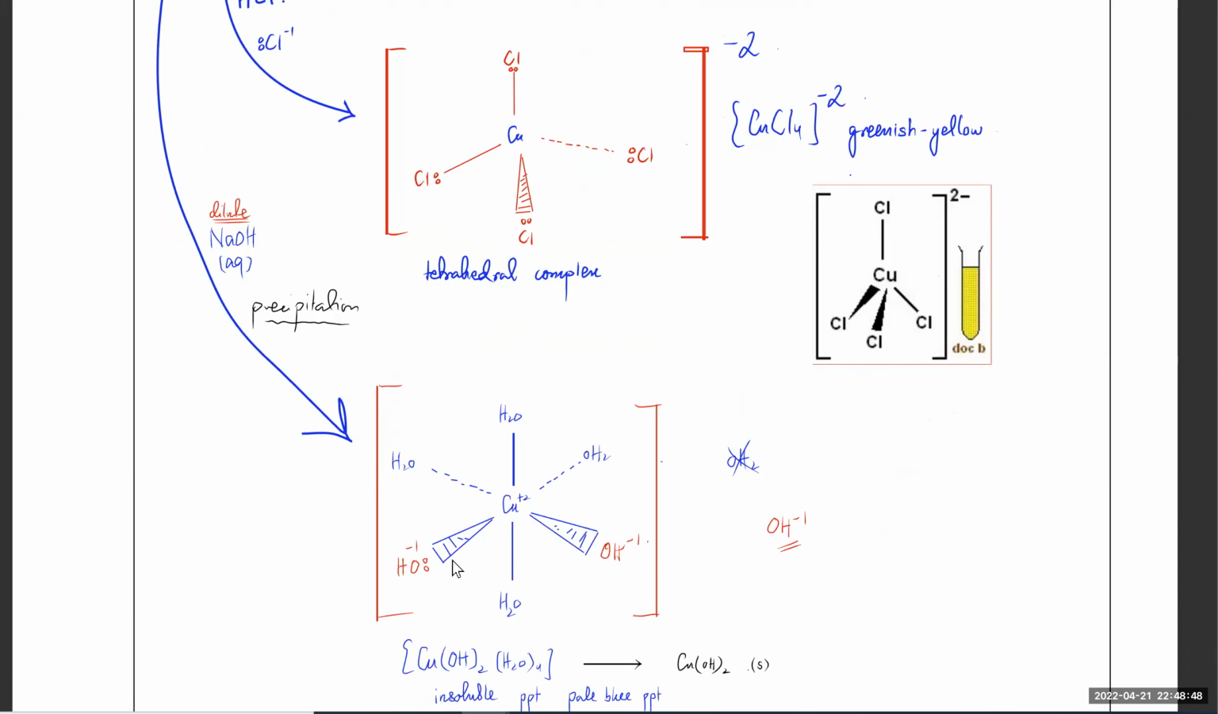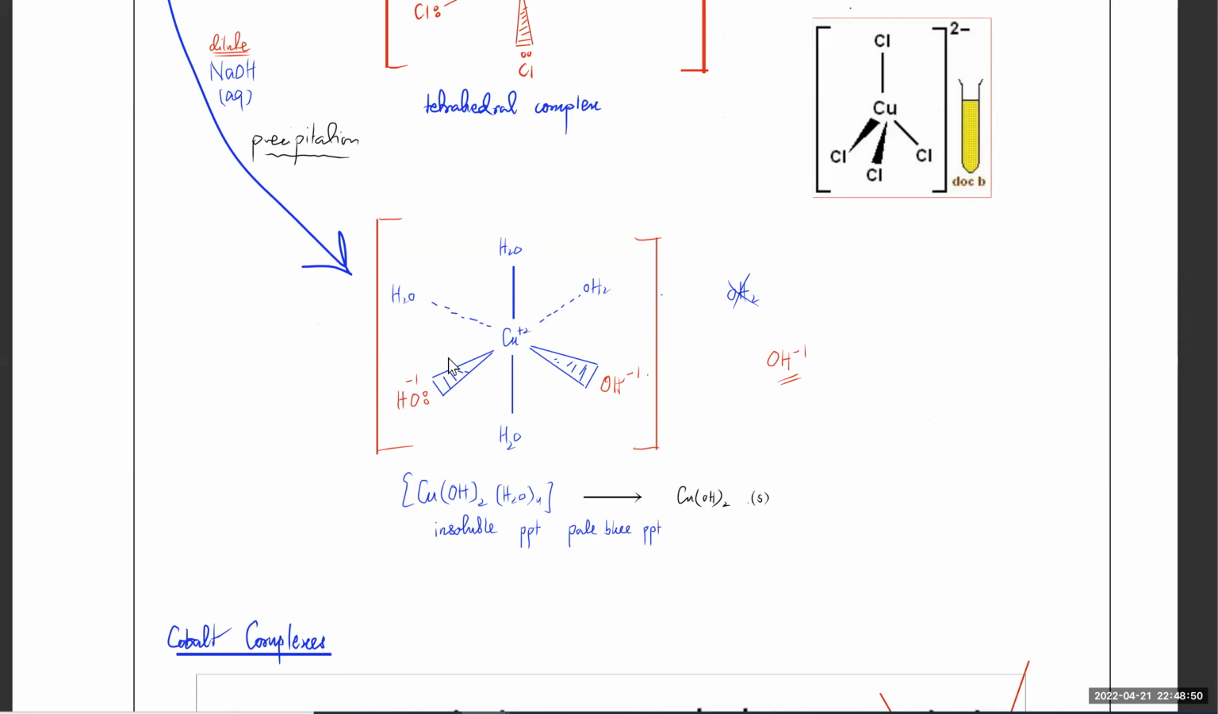But with OH ions, remember, it's always going to be 2. Because after 2 OH ions are added, the complex becomes neutral and it no longer attracts OH ions. So no further OH ions will be attracted to this precipitate.